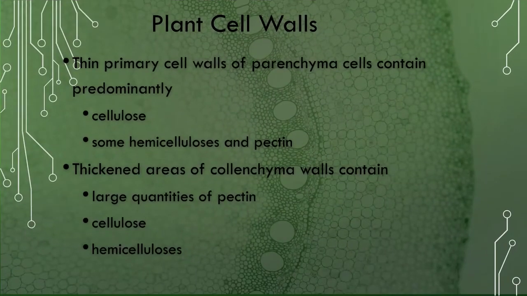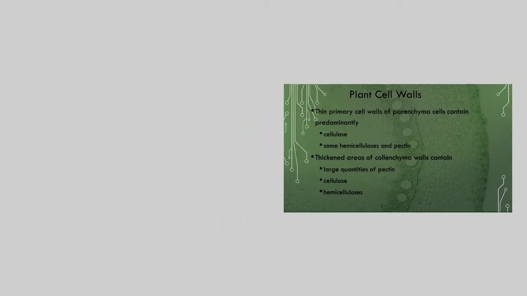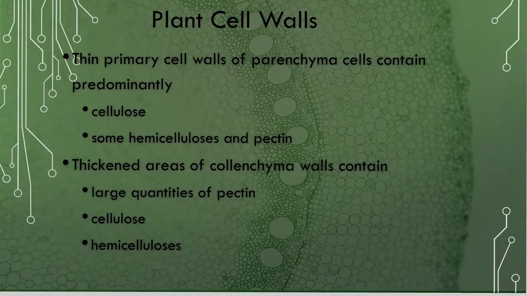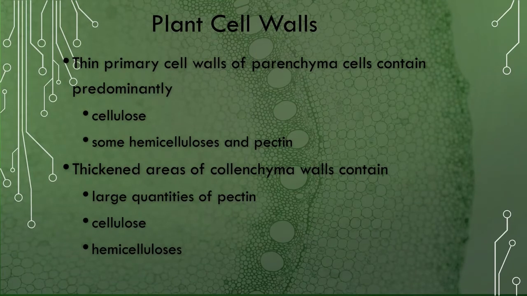So here's a little more on the plant cell walls. So the primary cell walls that the parenchyma cells have, they have inside of them a carbohydrate substance called cellulose. I'm sorry, let me go back. There we go. They have a primary substance called cellulose. And also some hemicelluloses and pectin. These again are mainly carbohydrates.